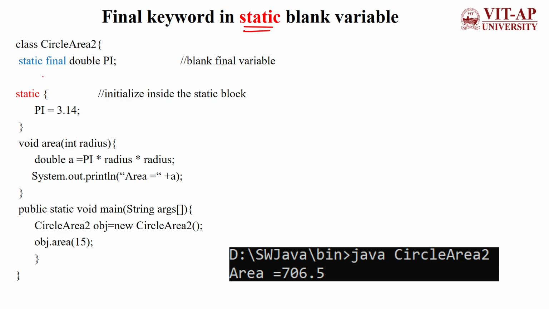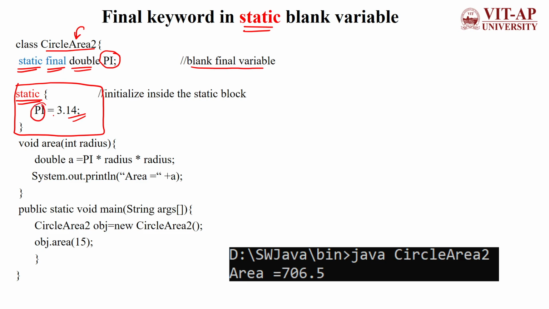And another one: if the final variable is static, then we have to initialize it inside the static block only. You see here we are creating the class CircleArea2, then I am declaring the variable pi with data type double, as a static variable and also final variable. So it is called a static blank final variable. We have to initialize it inside the static block only. So this is the static block. We have already discussed static blocks. Here the static block initializes the value of that static blank final variable.